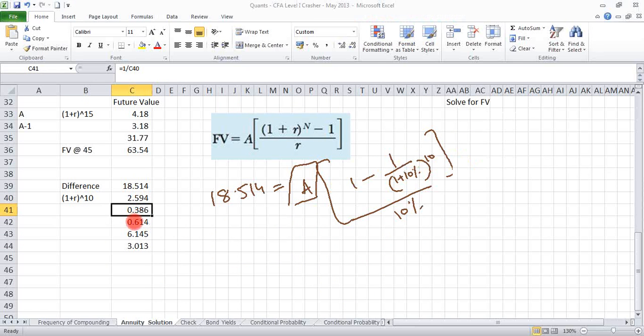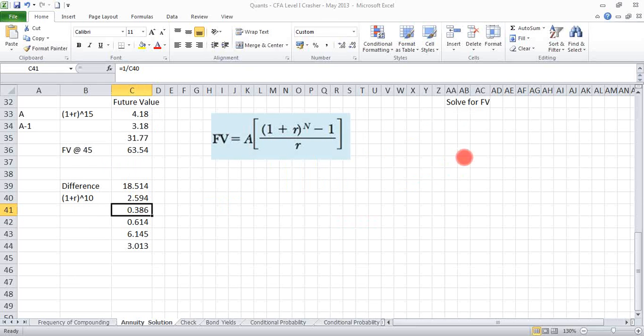You subtract this from 1, you divide this by 10%, and you effectively take this and divide 18.51 by 6.14 to get the value of A. Once you get the value of A, you find that as 3 million. So that's the way to use if you are using the formulae.